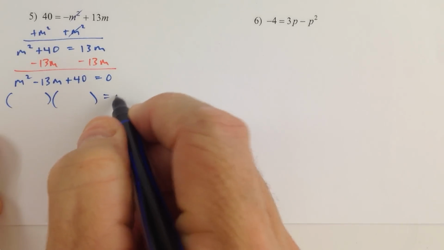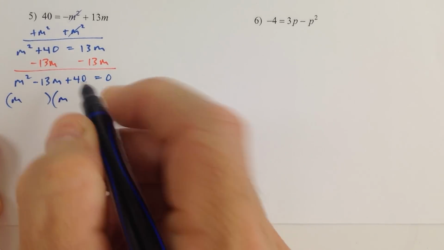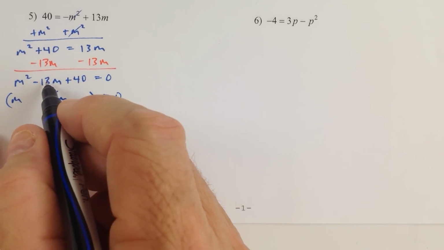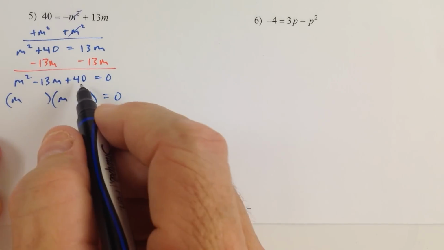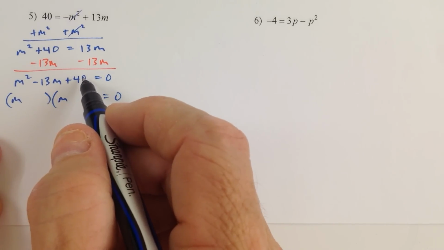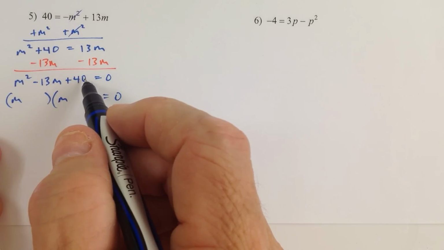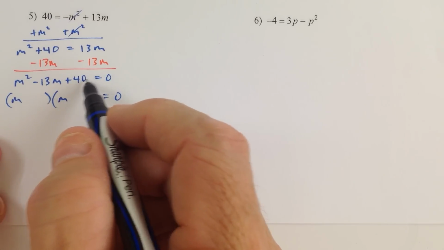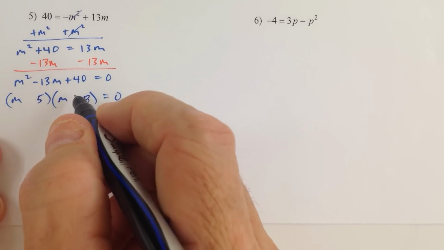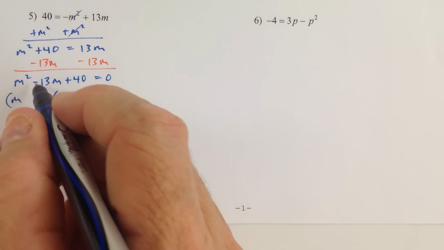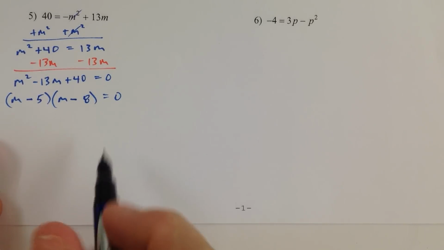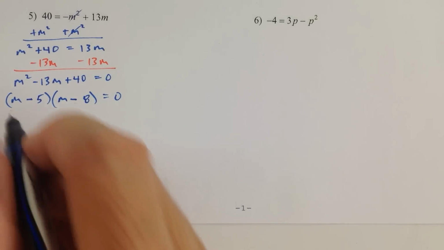We're going to factor the left side, m and m as the first factors. Think of factors of 40 that have a sum of -13, or factors of 40 that add up to -13. 2 and 20, 1 and 40, 4 and 10, 5 and 8. So 5 and 8 multiply together to give you 40, and they add together to give you 13, but since it's -13, we need a -8 and a -5. So we have our two factors of 40 that add up to -13.